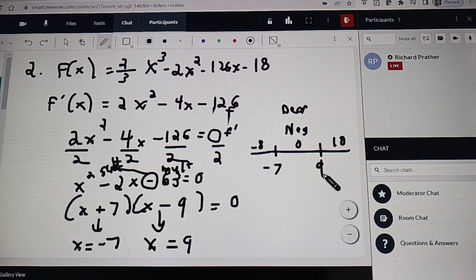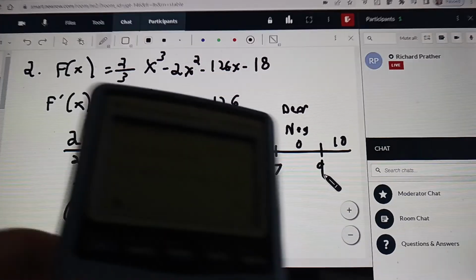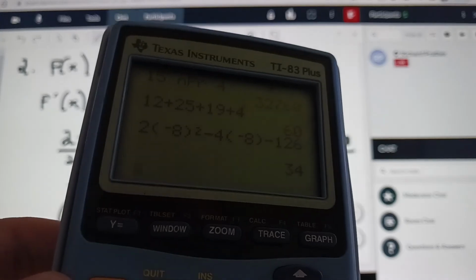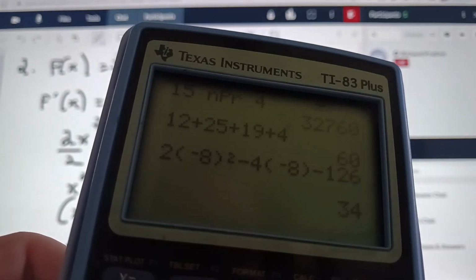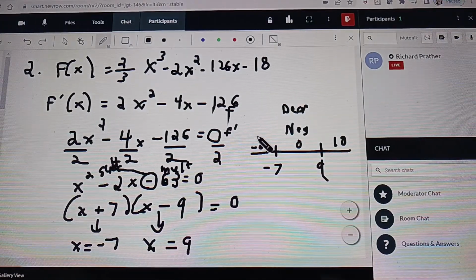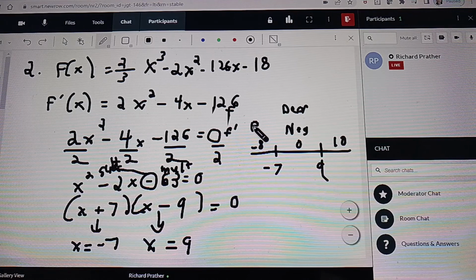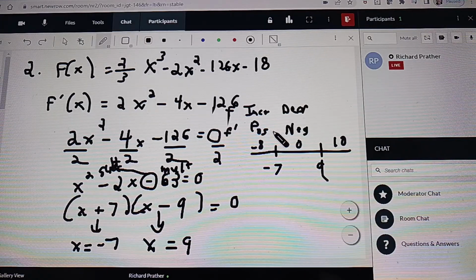squared minus 4 parenthesis negative 8 parenthesis minus 126. I plugged negative 8 in and got 34 for the answer, but I don't really care about the 34. It's that it's positive 34. So the graph is increasing. The original graph is increasing first, and then it switches to decreasing.